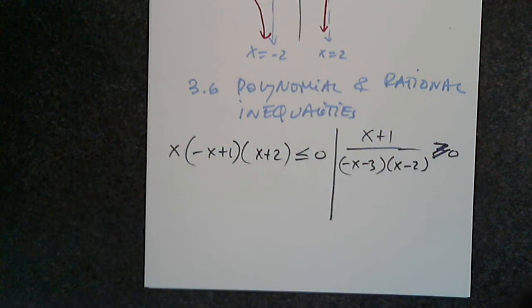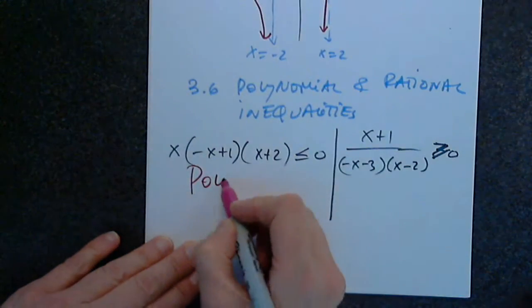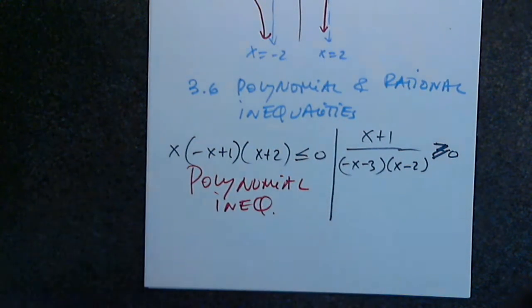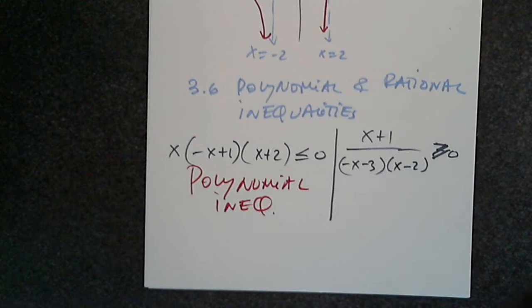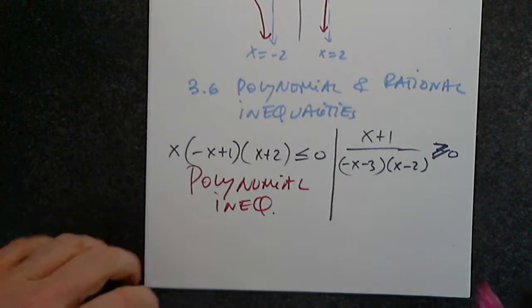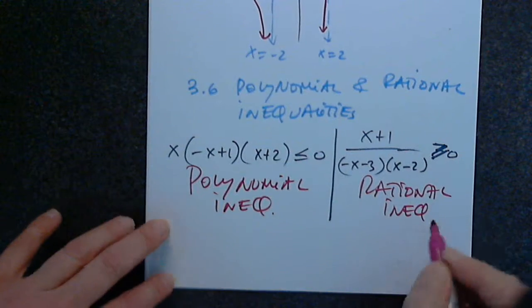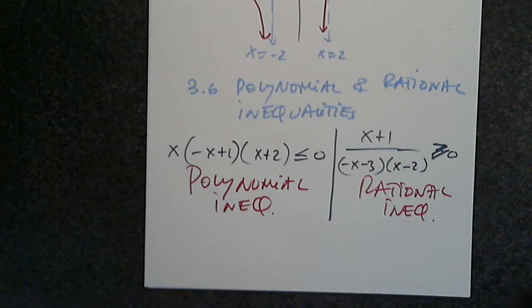Can anyone tell us what is the first one? What type of inequality? Obviously, it's an inequality. What type of inequality is the first one? Yes, indeed. So it's a polynomial inequality. Awesome. Can anyone tell us what type of inequality is the second one? Exactly. We just graphed them, right? Rational. They're very, very similar. Just a minor difference.